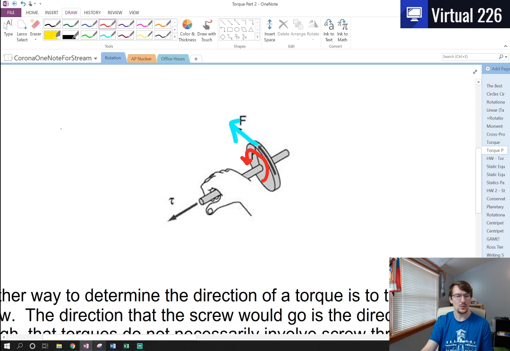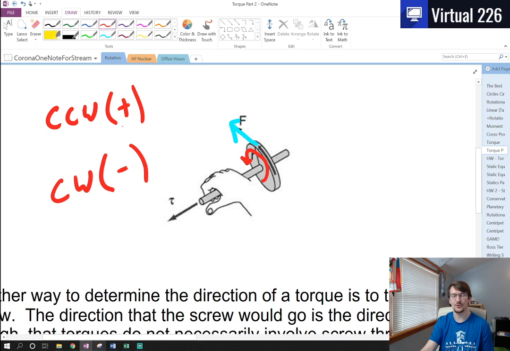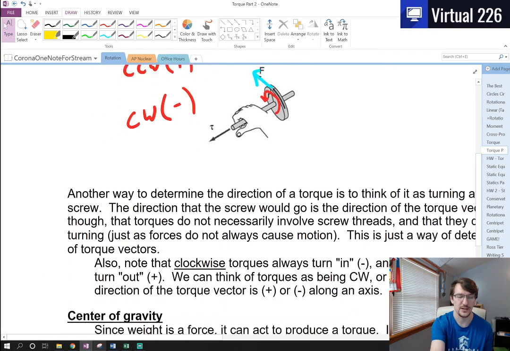And typically, we say that if a torque is causing a counterclockwise rotation, that's a positive torque. And if a torque is causing a clockwise rotation, that's a negative torque. Just like you would do angles in your math classes. Counterclockwise being positive angles, clockwise being negatives.